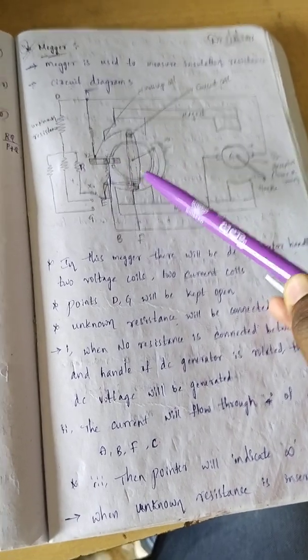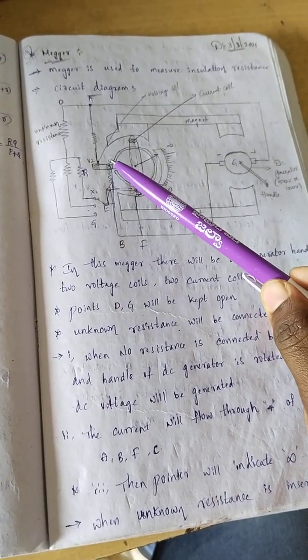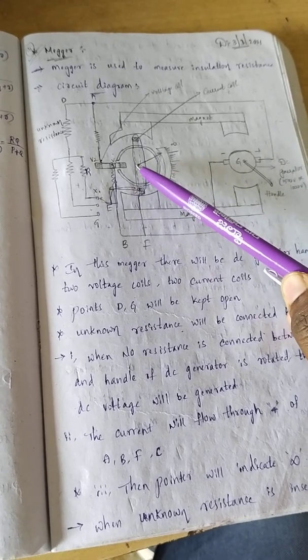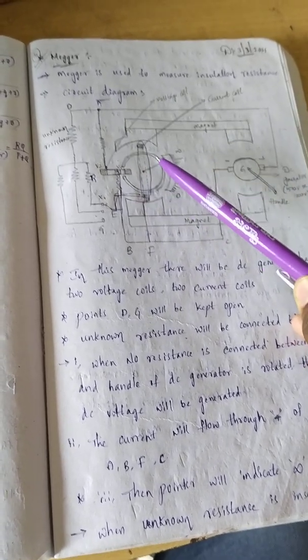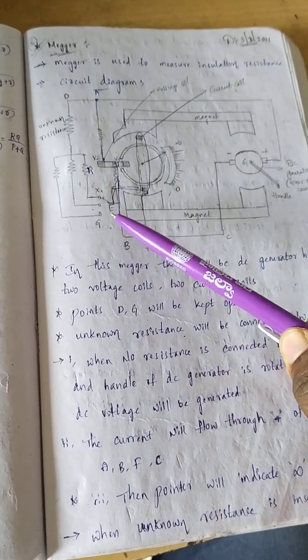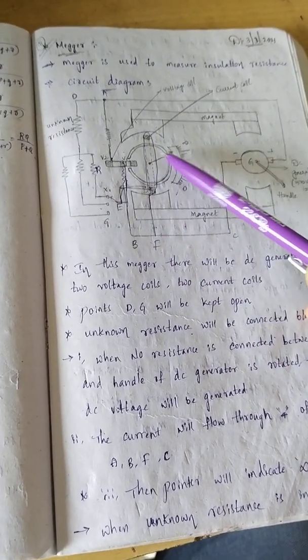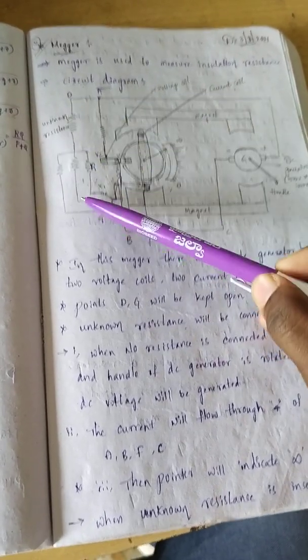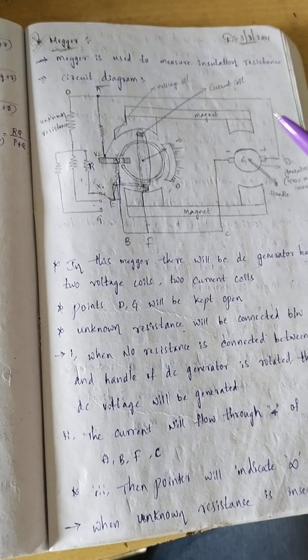That means here also 2 fluxes will be produced, one because of the voltage coil, another flux because of the current coil. So therefore here also a torque is produced, but here maximum torque will be produced. Why? Because we have connected here a short circuit, no resistance. So because of this maximum torque, the pointer will indicate 0. So 0 resistance. 0 resistance is nothing but short circuit. So this is the working of megger.